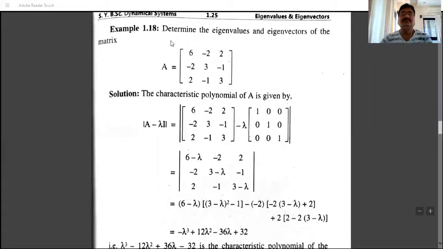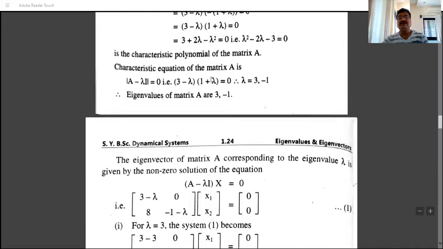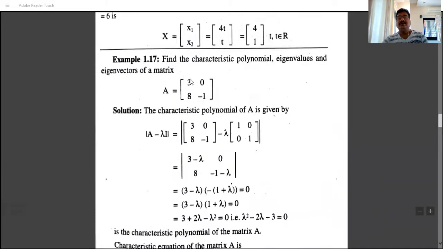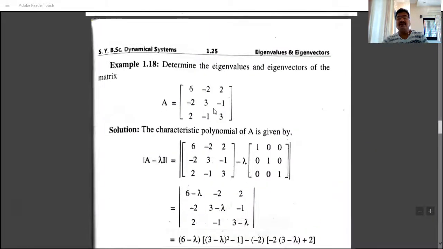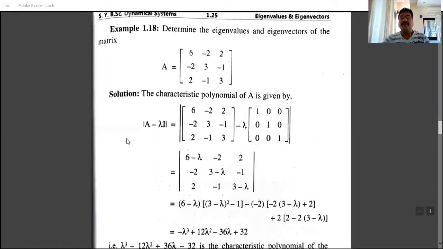Example: determine the eigenvalues and eigenvectors of the matrix A, which is now of order 3 by 3. In the previous two examples, A was of order 2 by 2. Here A is a square matrix of order 3. Then we have to find the characteristic polynomial of A. So first find the determinant of A minus lambda I, or the determinant of lambda I minus A.